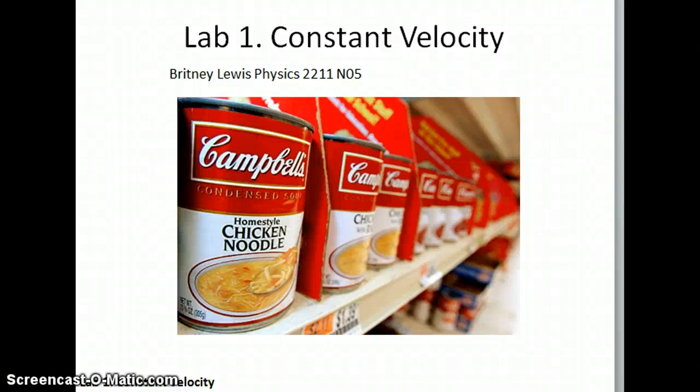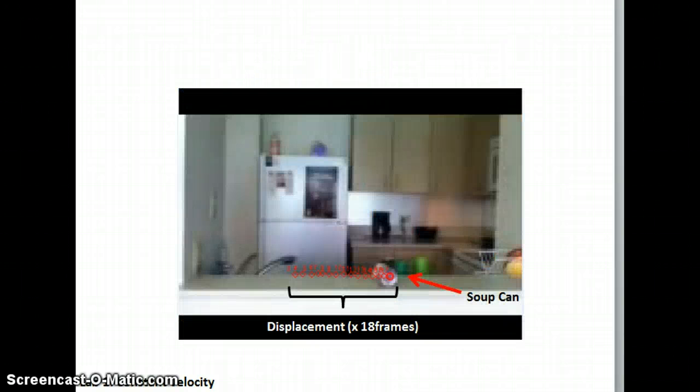Hello, my name is Brintey Lewis, and for my laboratory, I recorded my friend rolling a Campbell's chicken noodle soup can across my kitchen counter. Today, I will demonstrate how, using Tracker software in VIdle, I was able to analyze the position and displacement of the can at individual time frames. From this data, I was able to demonstrate relationships of position, velocity, and net force using Newton's second law.